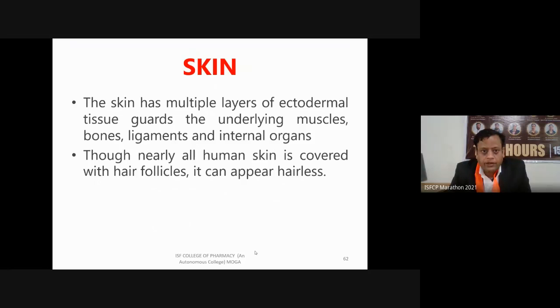Furthermore, if we discuss skin, the skin has multiple layers of ectodermal tissue which guard the underlying muscles, bones, ligaments, and internal organs. Nearly all human skin is covered with hair follicles. It can appear hairless also.